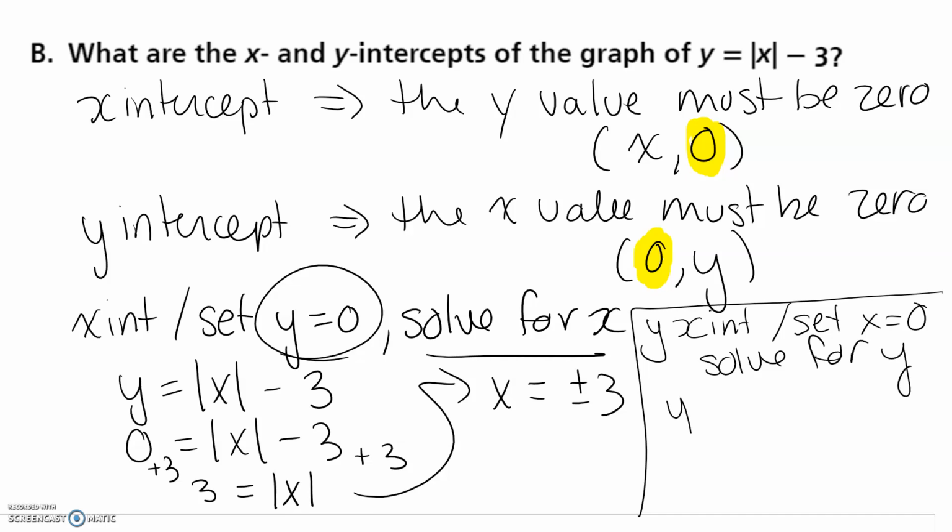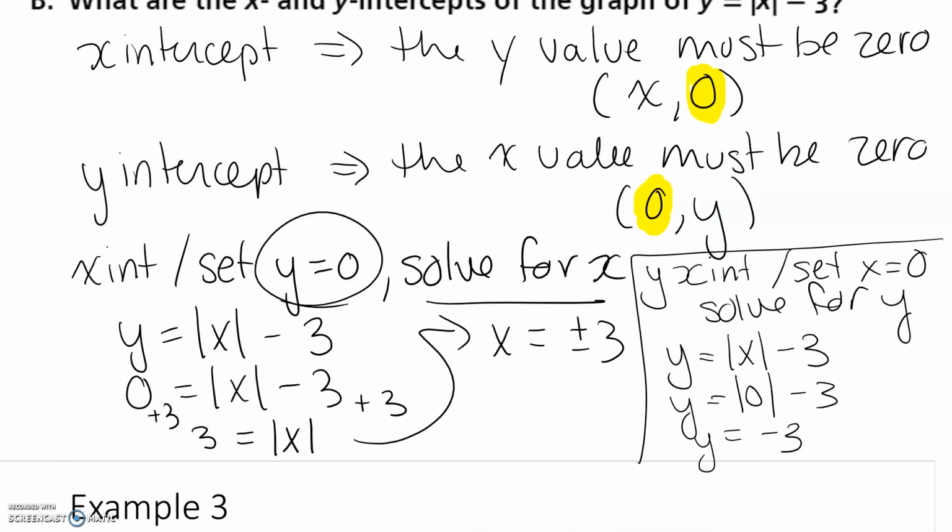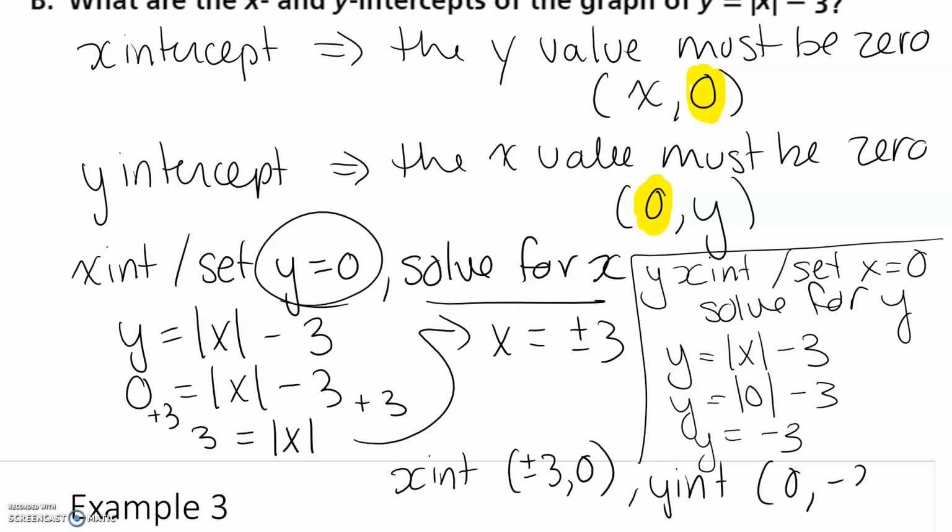So I'll take my equation here, y is equal to the absolute value of x minus 3. We're going to sub in a 0, and then we're going to isolate the y. So we take the absolute value of 0, which is 0, we subtract 3, and we get negative 3. So if we look at our coordinates, our x-intercepts are plus and minus 3, 0, and our y-intercept is 0, negative 3.